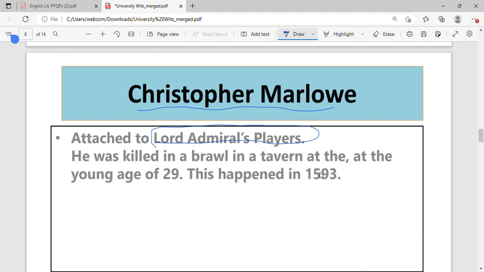And he was killed in a brawl in a tavern, in a pub. He was born in 1564, the same year your Shakespeare was born. And that is the reason there is still a debate going on whether Christopher Marlowe is Shakespeare or Shakespeare is Christopher Marlowe, right? And they both had great writing skills. So that is another thing which makes this debate never ending. He was killed in a brawl, as we have discussed. He was merely 29 years of age, and he died in 1593.